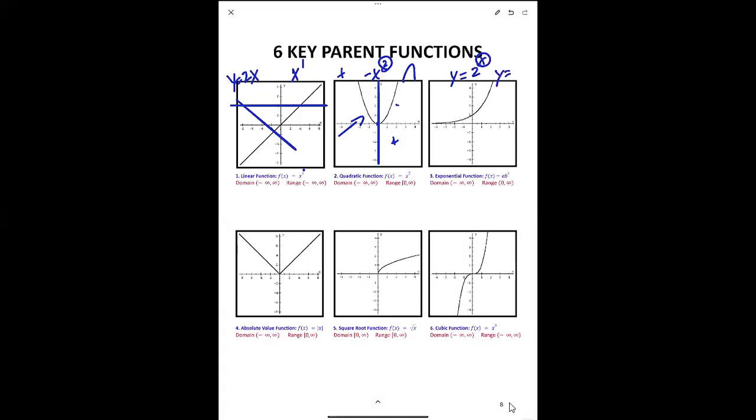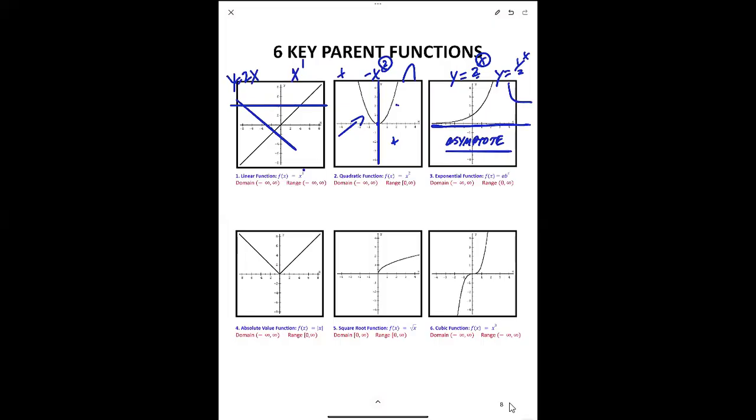If you have something like this, a fraction, that means it's decreasing. If this number is greater than 1, it's increasing. Also, the biggest feature that you should know is that all exponential functions have asymptotes. Every exponential function has an asymptote. All right, let's go down here.